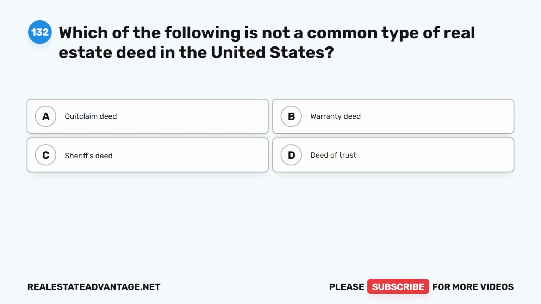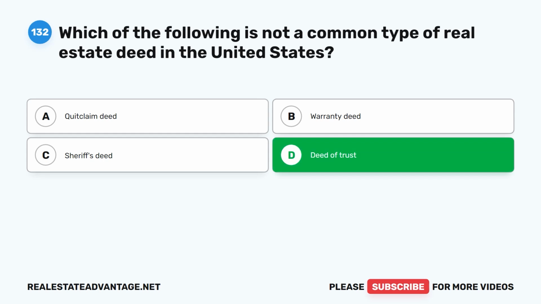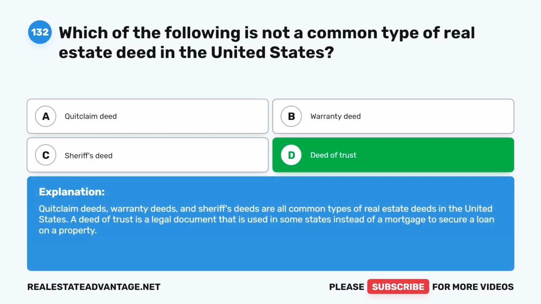A. Quitclaim deed. B. Warranty deed. C. Sheriff's deed. D. Deed of trust. The correct answer is D. Deed of trust. Quitclaim deeds, warranty deeds, and sheriff's deeds are all common types of real estate deeds in the United States. A deed of trust is a legal document that is used in some states instead of a mortgage to secure a loan on a property.